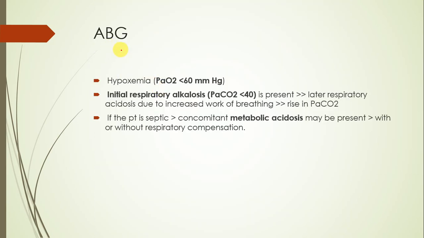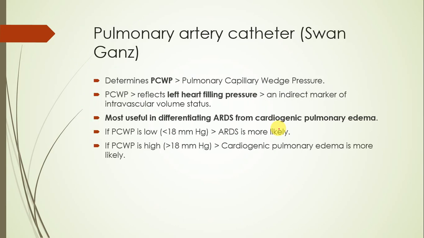Here comes the important investigation, ABG. ABG actually helps us to diagnose and monitor the progress of the disease, and it invariably shows hypoxemia, which does not respond to an increased level of oxygen therapy. Initially, we might see a respiratory alkalosis because of hyperventilation, but in later stages, if the patient does not get proper treatment, the patient can develop hypercarbia or hypercapnia. And if the patient has a severe infection, he or she can develop a metabolic acidosis, probably indicating that there has been systemic hypoxia, leading to a lactic acidosis, which is a type of metabolic acidosis.